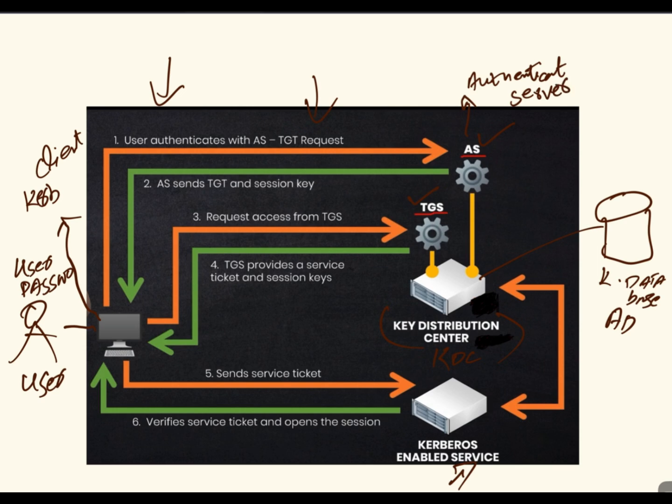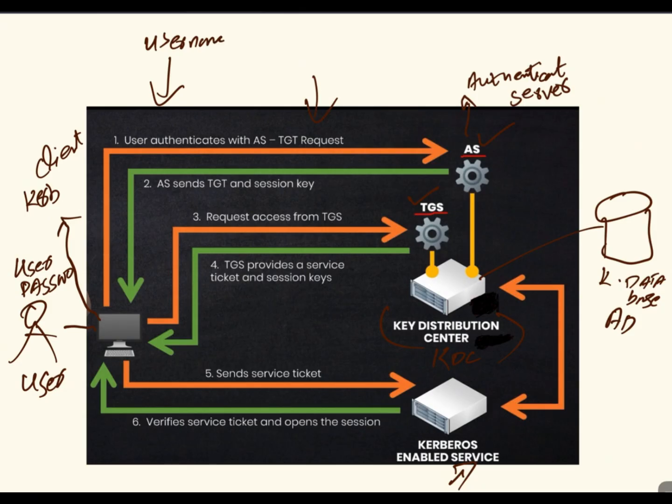Okay. So what the user does, this Kerberos client, in step number one, the user authenticates with the AS and asks for the TGT request. What is a TGT? Ticket granting ticket, right? So what does this particular request include, what does the client send?